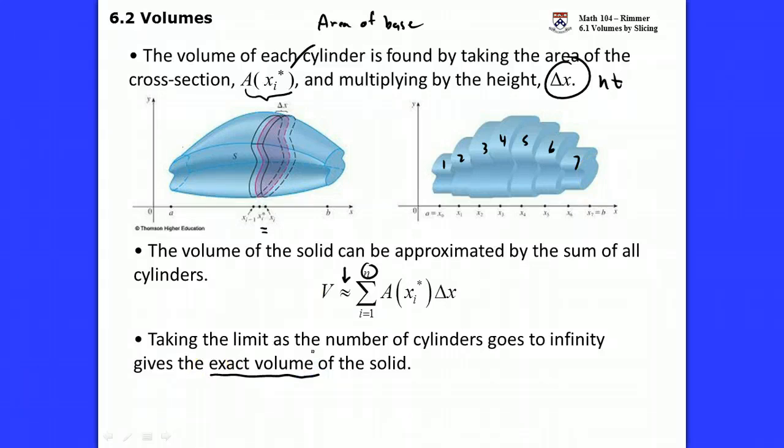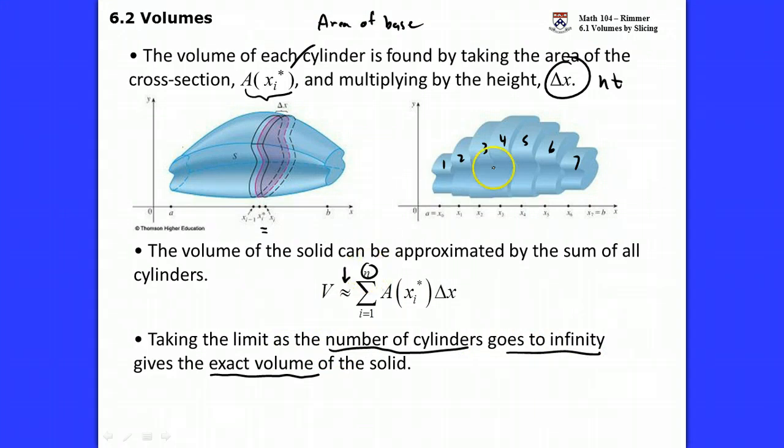Well, I could take more slices. The more slices, the better the accuracy. So these 7 slices are good, but not good enough. So we take more. What do you mean more? We can take the number of cylinders, basically, with calculus, and let that go to infinity.